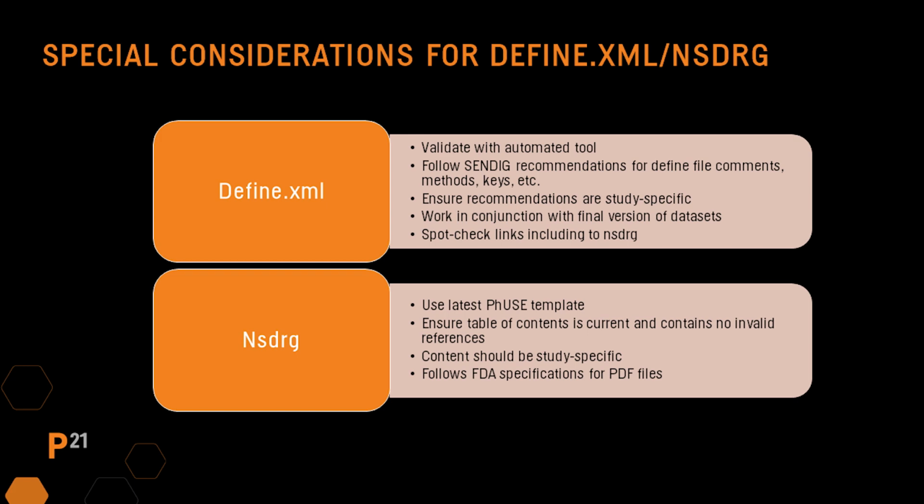QC of the NSDRG should ensure that the file follows the PHUSE NSDRG template and all sections are populated correctly. Check the table of contents has been updated to reflect the content of the file and that no errors are present. As with the DEFINE file, the content of the NSDRG should be study-specific, and any template text replaced with study-specific wording or removed if that text is not relevant. The final NSDRG PDF file should follow the specifications included in the FDA PDF specification guidance documents, including bookmarking, hyperlinking, and font and other formatting requirements.